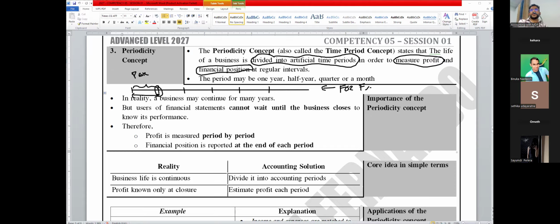This period may be 1 year. Sometimes this accounting period can be a half year. And sometimes the accounting period can be a quarter. Sometimes it can be a month.